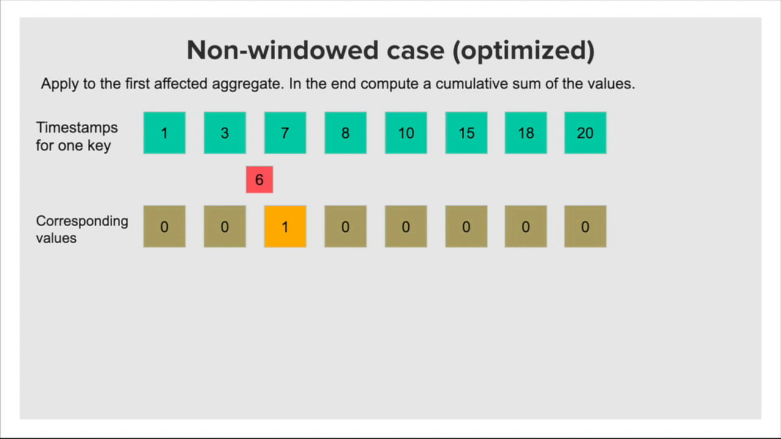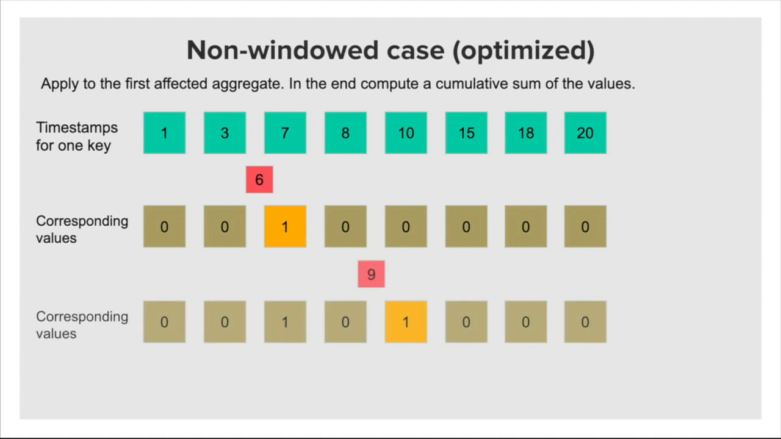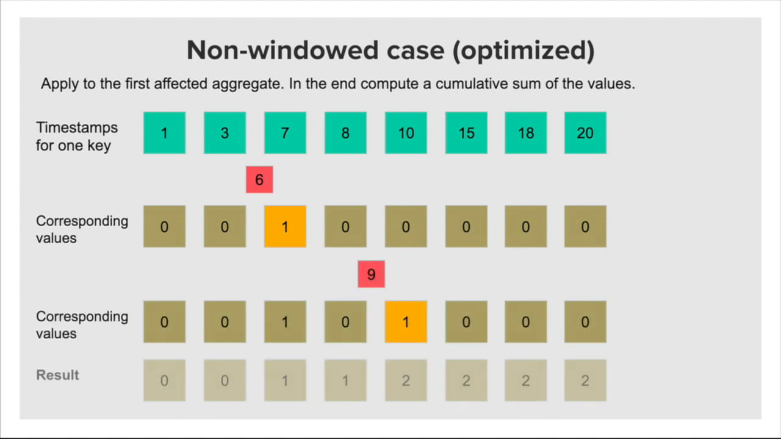So we just add it there, and then when 9 comes, we add it to the 10, and then in the end, we have a final step of computing the cumulative sum, and this produces the same result as before. The complexity for that is just the number of events plus the number of timestamps, because in the end, you have this one final step of computing the cumulative sum. So this is pretty simple for the non-windowed case.